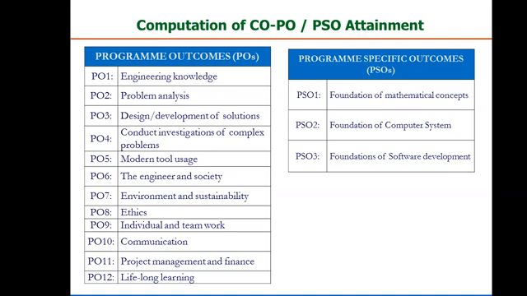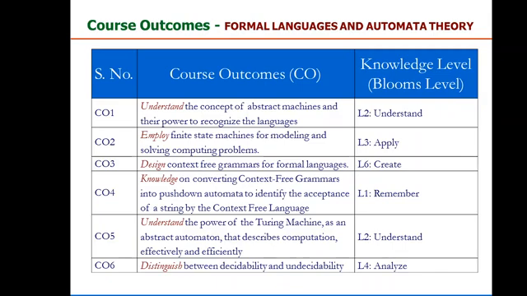Then coming to computation of course outcomes, program outcomes and program specific outcomes of a particular course, first we need to define the outcomes of that particular course. Here, the course title is Formal Languages and Automata Theory. For this course, the following 6 course outcomes are defined along with the related knowledge level or Bloom's taxonomy level. We earlier discussed the Bloom's taxonomy.